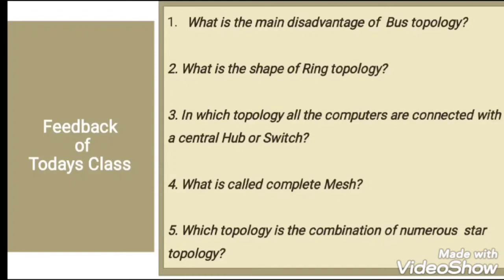Question number 1. What is the main disadvantage of bus topology? Yes, the main disadvantage of bus topology is that if there is any problem in the main backbone, then the full network will be disrupted. Yes, you are right. Then question number 2. What is the shape of ring topology? It's very simple. It's circular in shape.